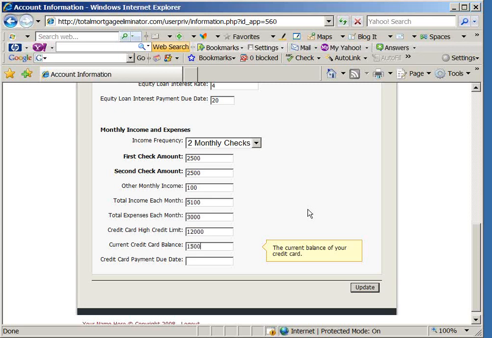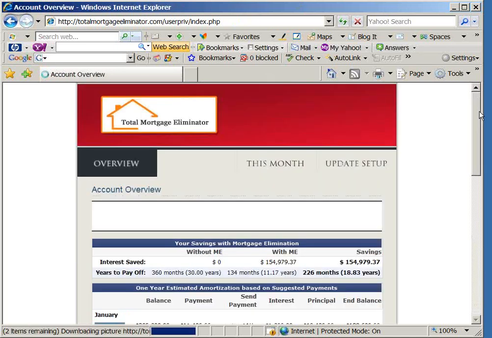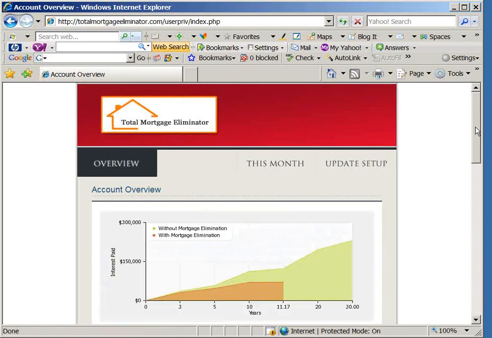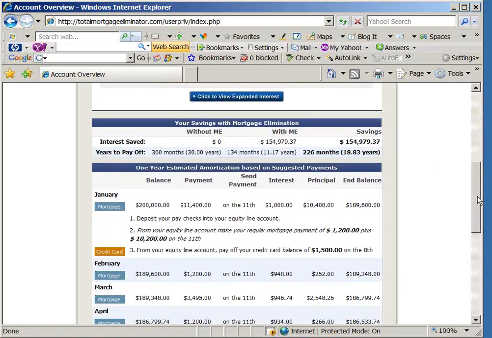It currently has a balance of $1,500, and the due date for the credit card bill is the 13th of the month. Based on this information, then, we're going to generate a detailed payoff plan for Tom. Here's our graph again. The numbers have changed slightly because we have a little bit more information from Tom.